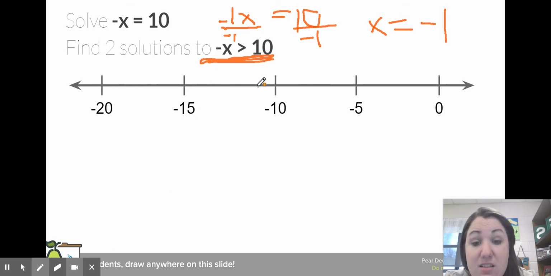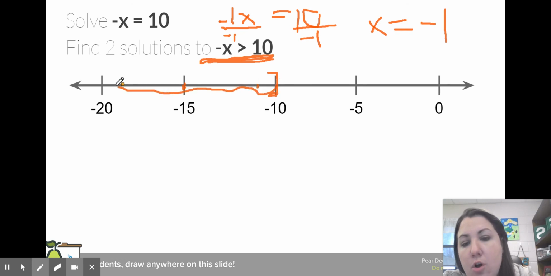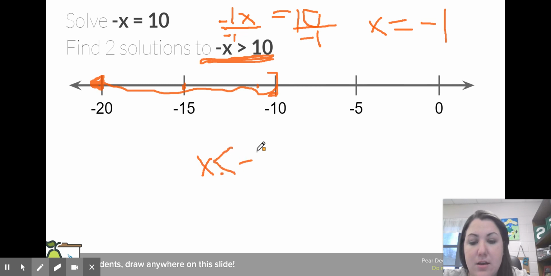So I know negative 11 would work. Let's try negative 15. Negative 1 times negative 15 is positive 15. 15 is greater than 10, so negative 15 would work. And so we should notice that my answers are all below the number negative 10. And so I can say that any answer, so x, any answer that is less than negative 10 will give me a correct answer.